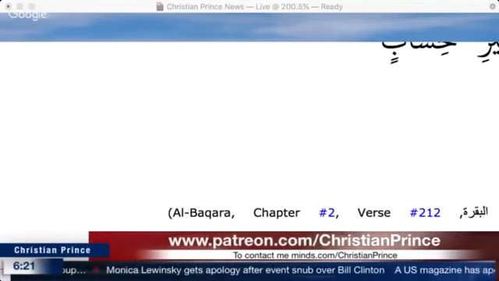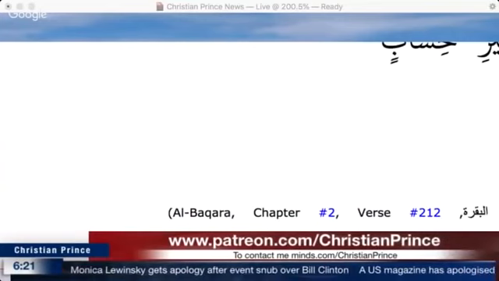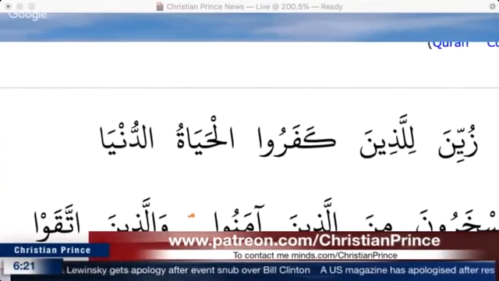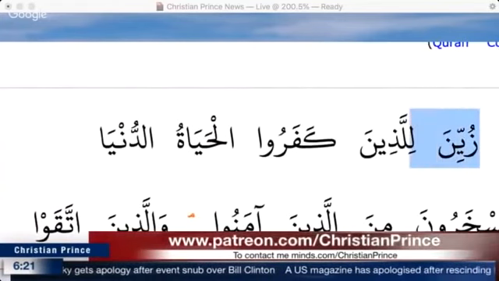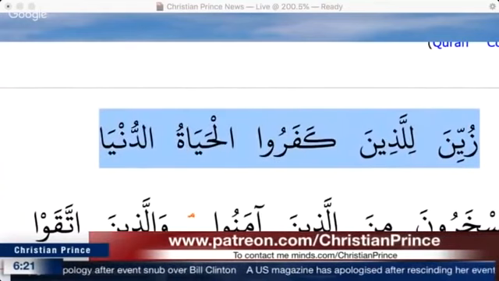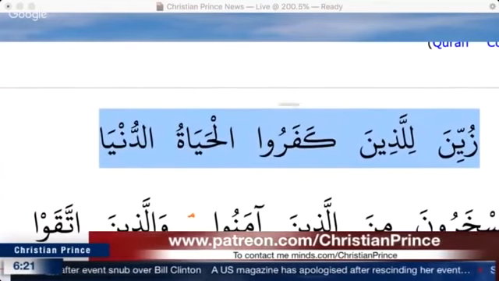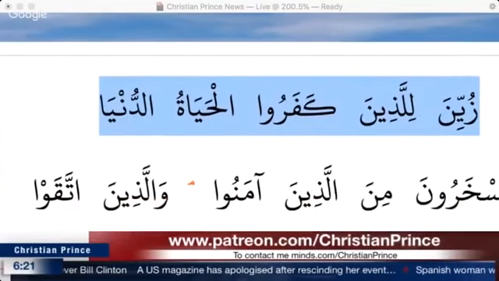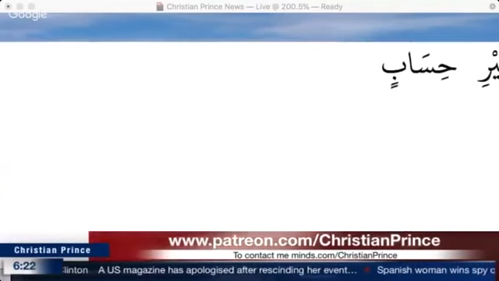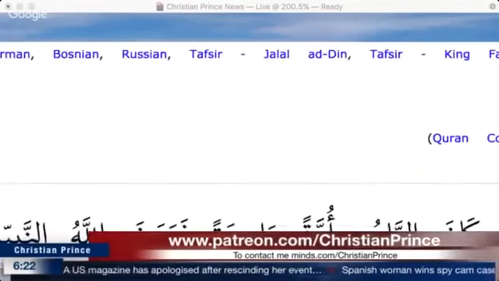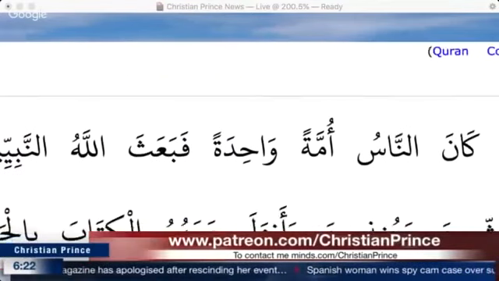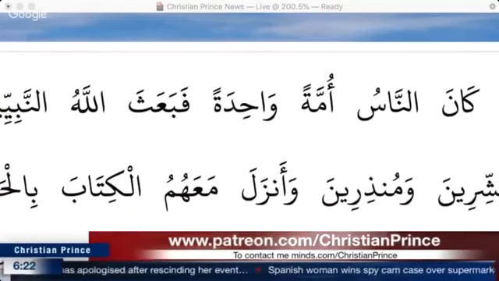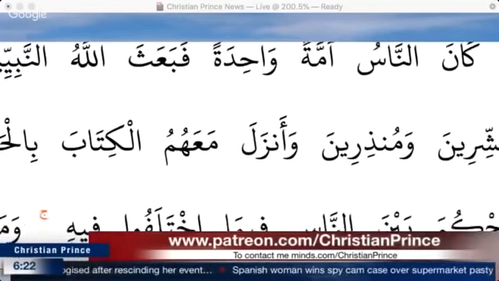Chapter 2, verse number 212. It says, it is beautified for those who are disbelievers, the life. Beautified by who? By Allah. So Allah is the one who made them misguided, and Allah is the one who made them see things in a different way. Correct? Yeah.